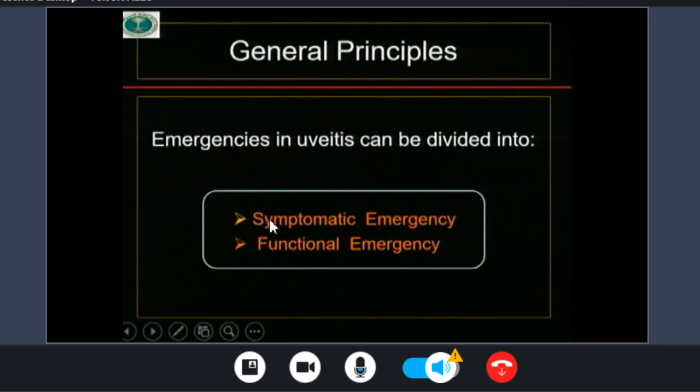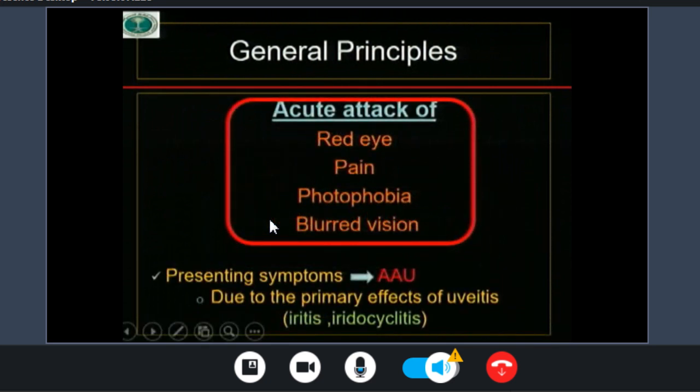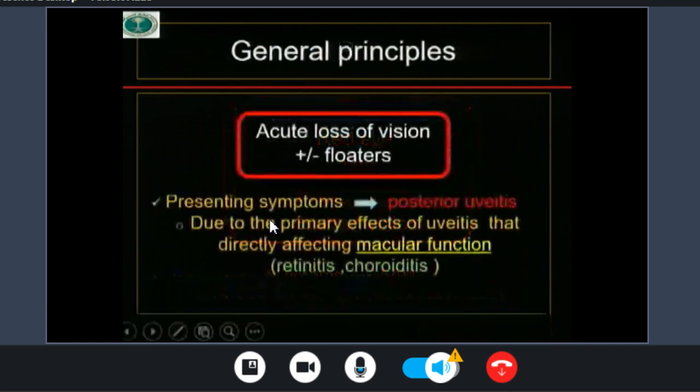So we are dividing the emergency in uveitis into either symptomatic emergency or functional emergency. What will be the symptomatic emergency? Mostly this is where the patient gives a complaint. Functional is when the patient has lost vision or has some visual field defects. So acute attack of red eye, pain, photophobia, and blurry vision, we have to realize might be the main signs or symptoms of acute anterior uveitis. And that's mostly secondary to primary effects of uveitis, either in the iris or ciliary body.